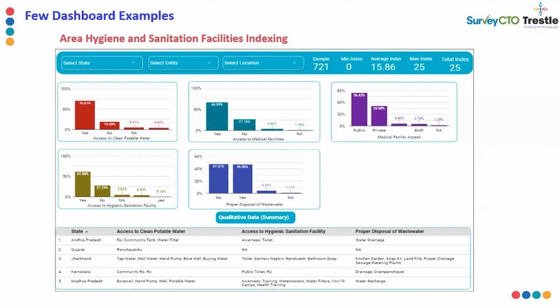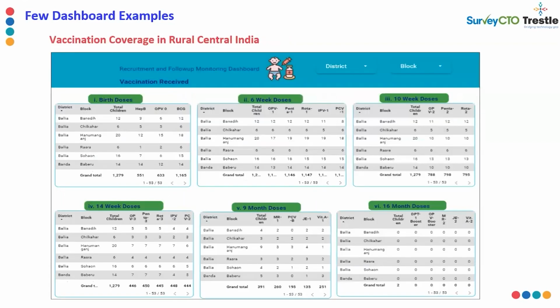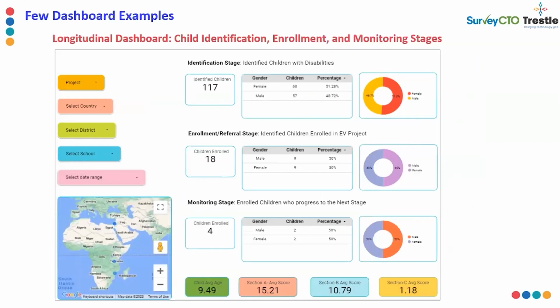This is another example where you can track the different vaccines for a public health project, from birth doses to 16-month doses. In just one click, you are able to understand the ground reality of the vaccine coverage program. This is another example of a longitudinal dashboard where we were tracking different kids in different stages, and you can see everything in front of you. No need to go through different Excel files and spreadsheets and compare different data, right? Everything will be just in front of you. In just one click, you are able to see everything.